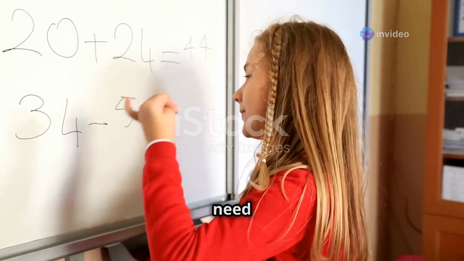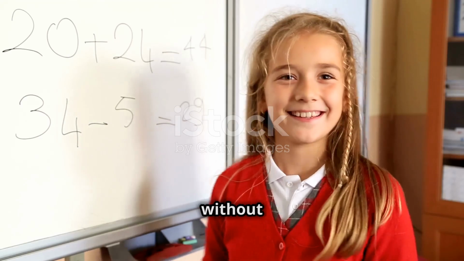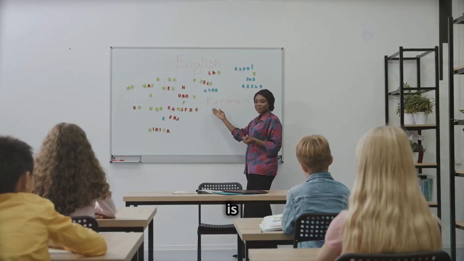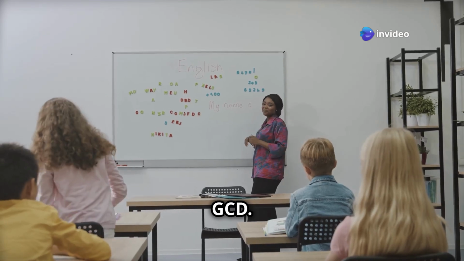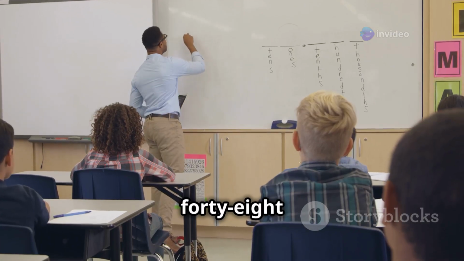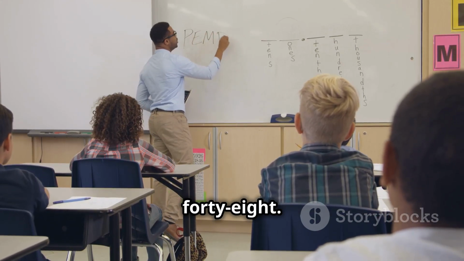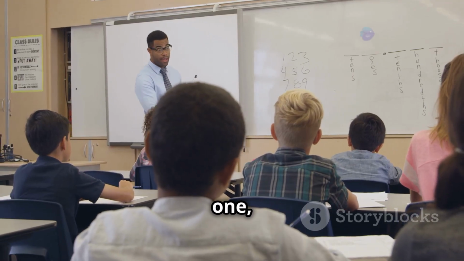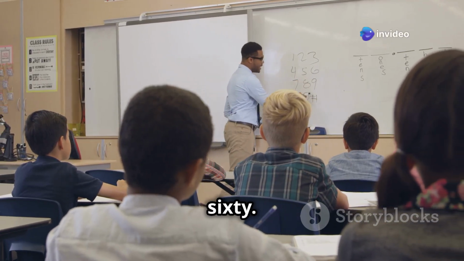In this question, we need to find the greatest number that can divide both 48 and 60 without leaving a remainder. This is called finding the greatest common divisor, or GCD. One way is to list out the factors of each number. The factors of 48 are 1, 2, 3, 4, 6, 8, 12, 16, 24, and 48. The factors of 60 are 1, 2, 3, 4, 5, 6, 10, 12, 15, 20, 30, and 60.